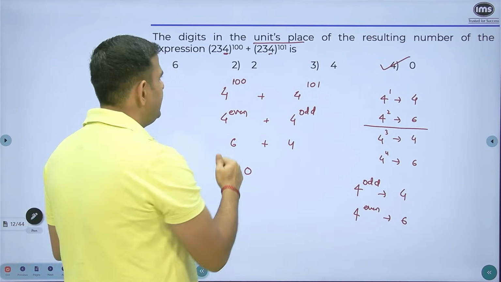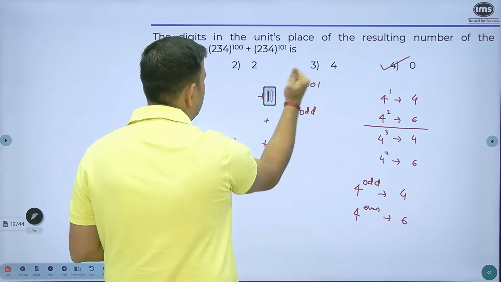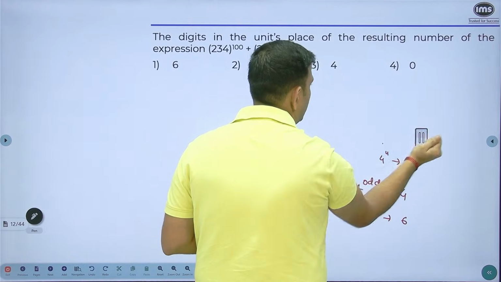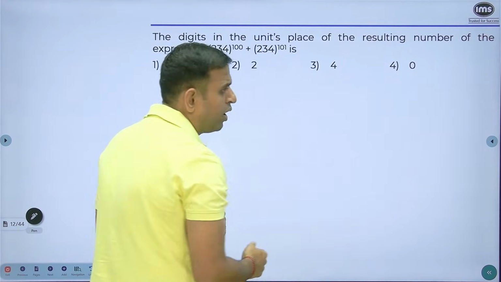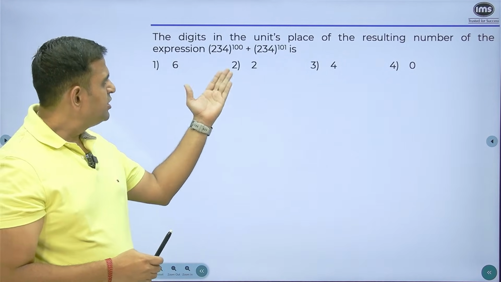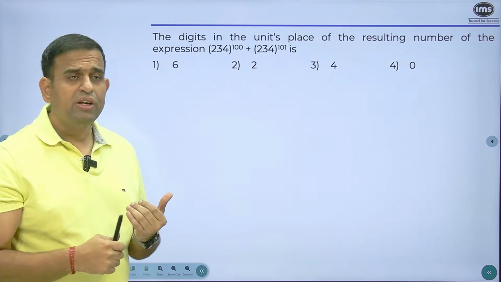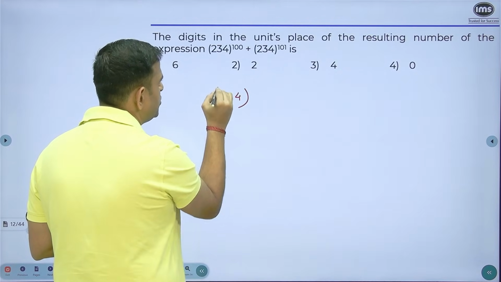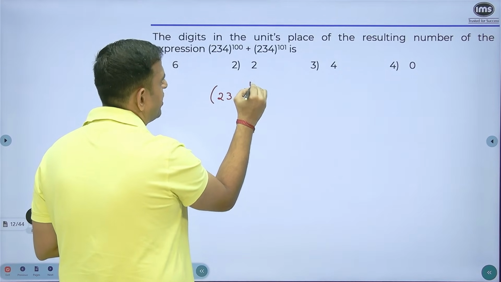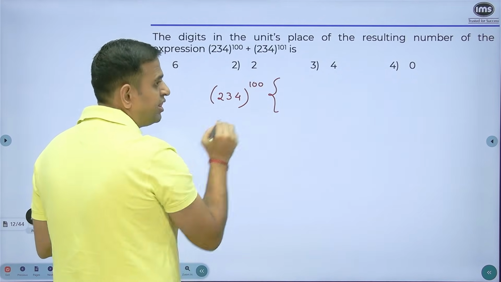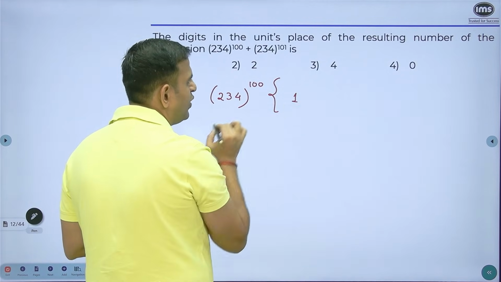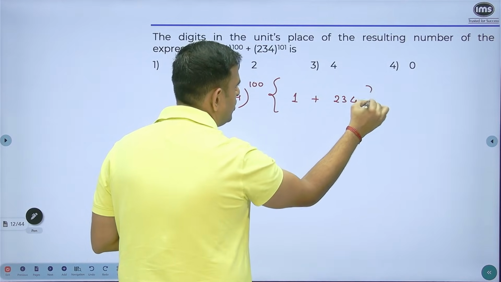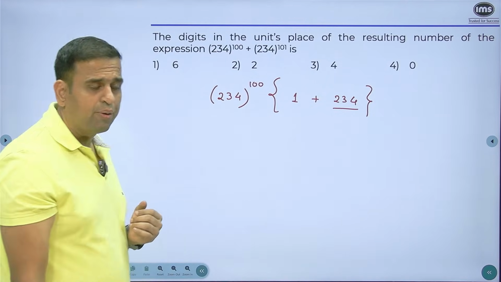Now, what about the other method I'm talking about? Luckily, in this particular context, the bases are the same number and the second number has one more power. So definitely if I add the two numbers, I can take something common. I can take 234 raised to the number 100 common. And this will leave a 1 over here and a 234 in the second term.